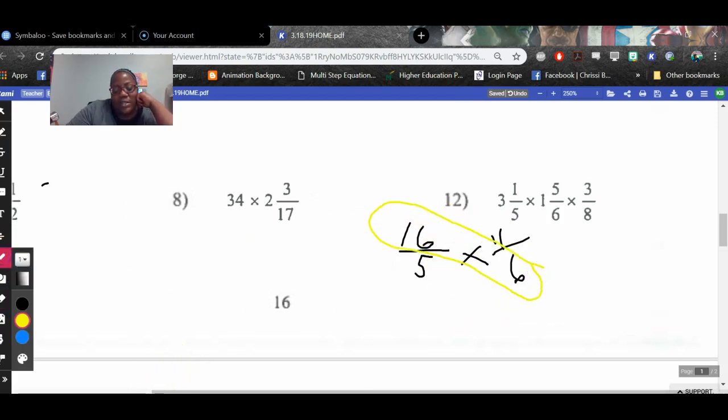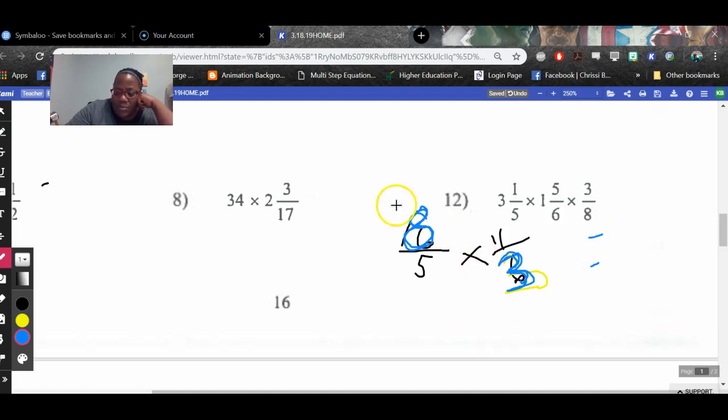I have a 6 and a 16. Now, I think both of these will reduce, or at least they're both even numbers, right? So I know I can reduce them by 2. So what I'm going to do is at least divide both numbers by 2 and see what we come up with. 6 divided by 2 is going to change to a 3. And 16 divided by 2 is going to be 8. And that is not going to reduce any more than that.